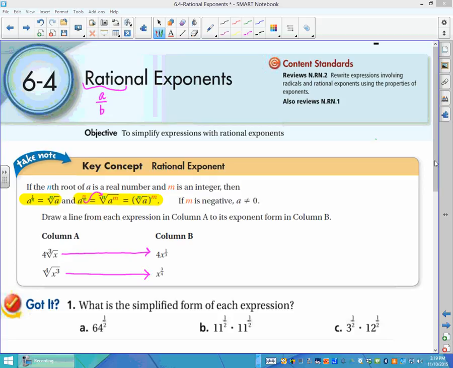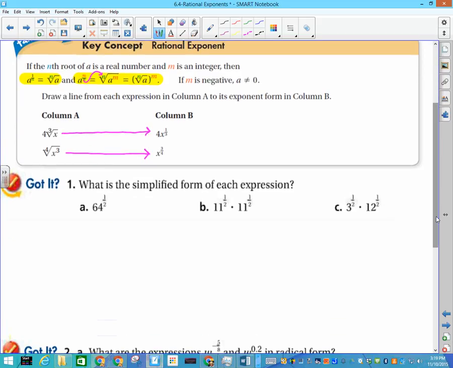Okay? We're going to do some more examples. If you want to pause, think about them first, or continue watching. So the simplified form of this next expression is like asking for the square root, which is the index, so that's the square root of 64 to the first power, or the square root of 64, which is 8. Then we have 11 to the 1 half times 11 to the 1 half. You can think of it as the square root of 11 times the square root of 11, and we've talked about that a lot, and I know you all know that that is equal to 11.